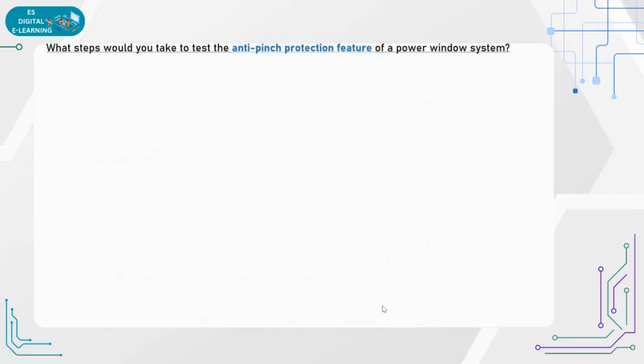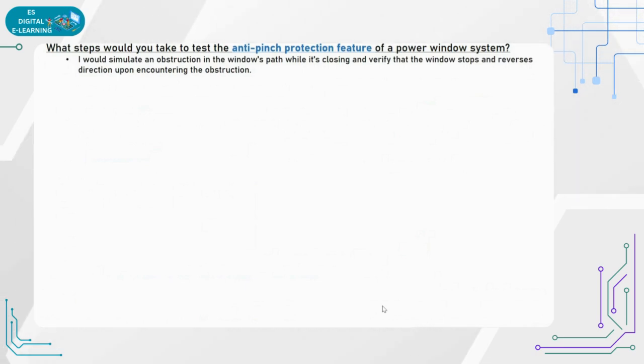And next, what are the steps you should take to test the anti-pinch protection feature? So what is anti-pinch protection? It is object obstruction detection, any interruption. For creating the interruption, we cannot do it manually, so in CANoe we do it. I would simulate an obstruction in the window while it is closing and verify that the window stops immediately and reverses the direction upon encountering the obstruction.